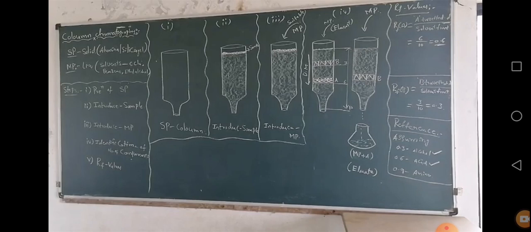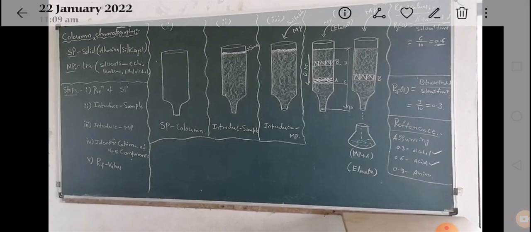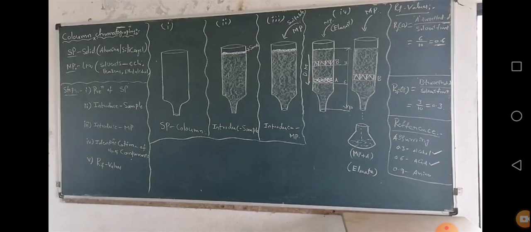We can also determine the type of the component, whether it belongs to an alcohol, an amine, or any other chemical character. First, coming to column chromatography. Every chromatographic technique involves the usage of two different phases. One is the stationary phase, the solid phase, and the second one is the mobile phase.